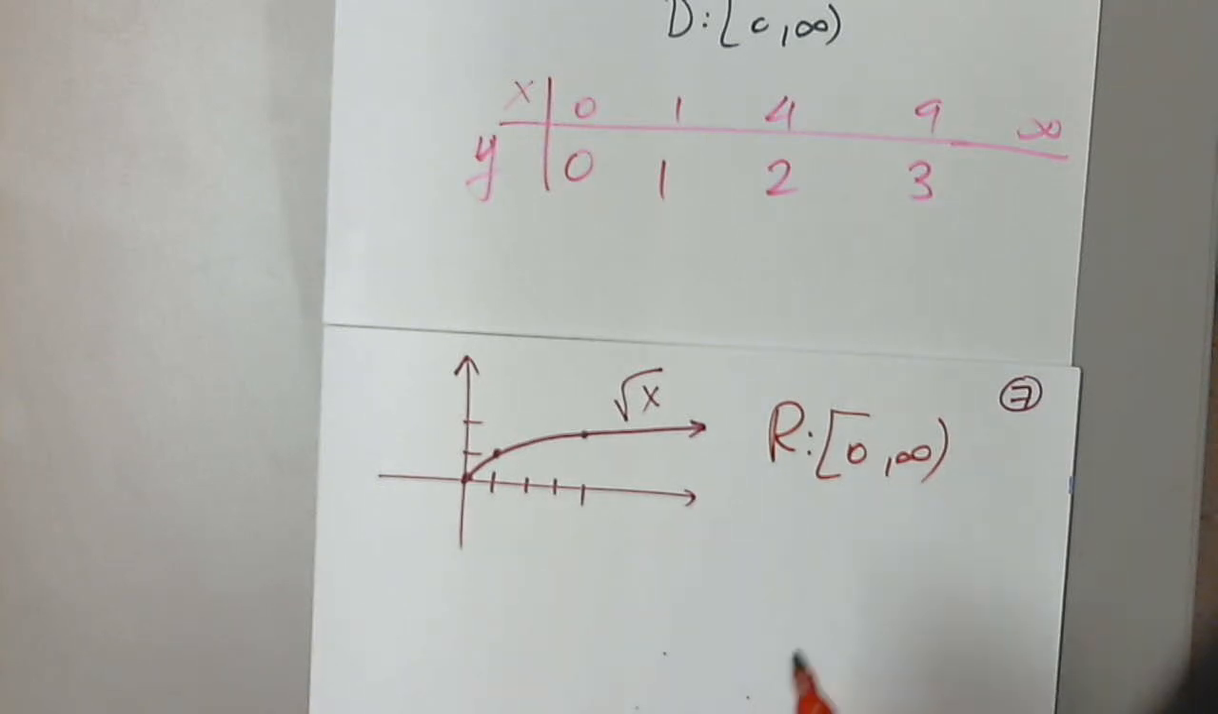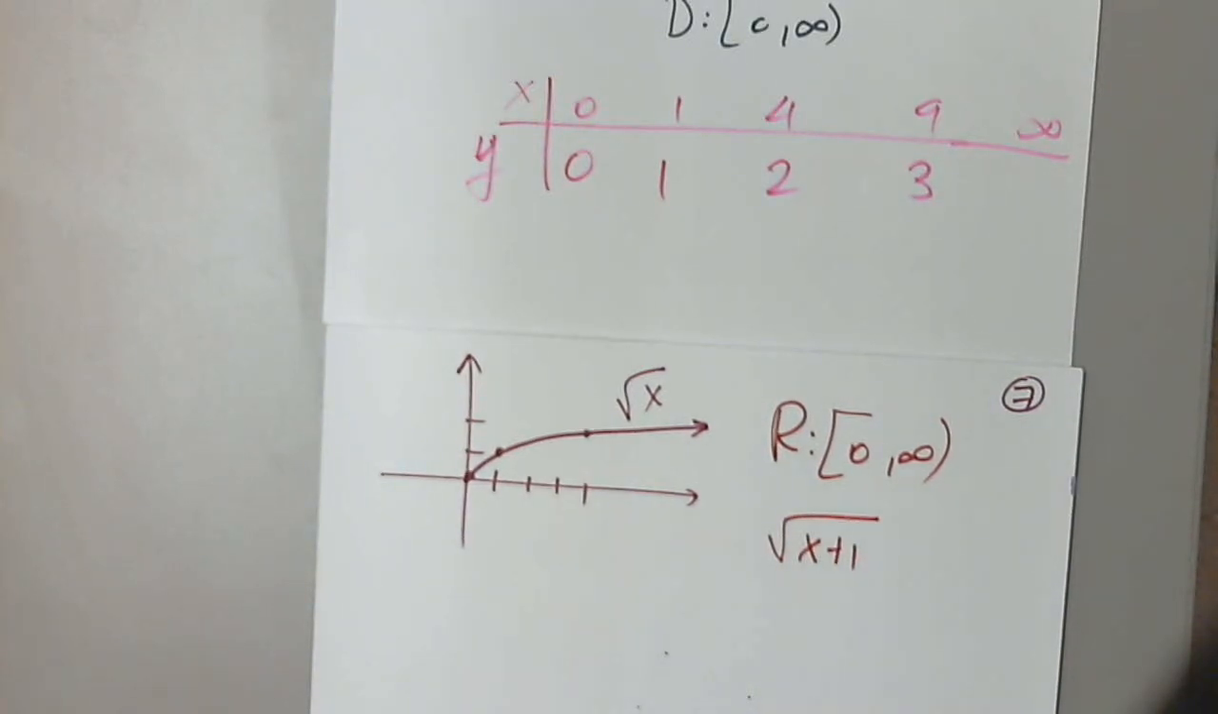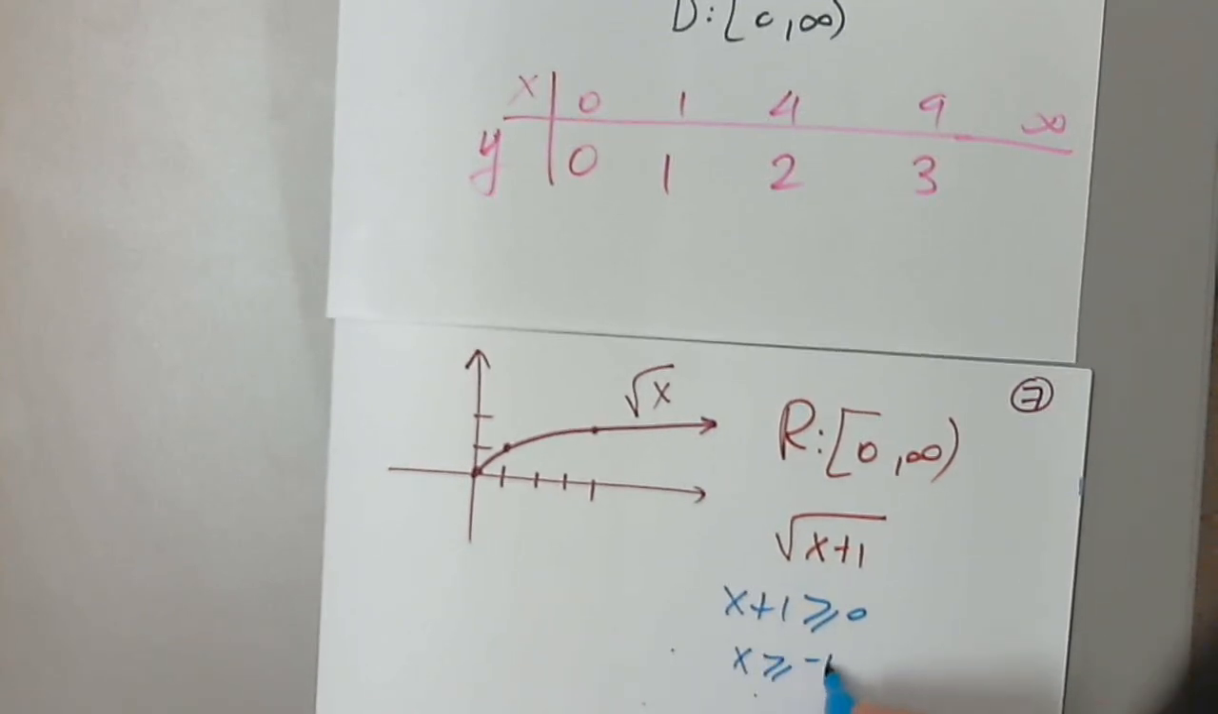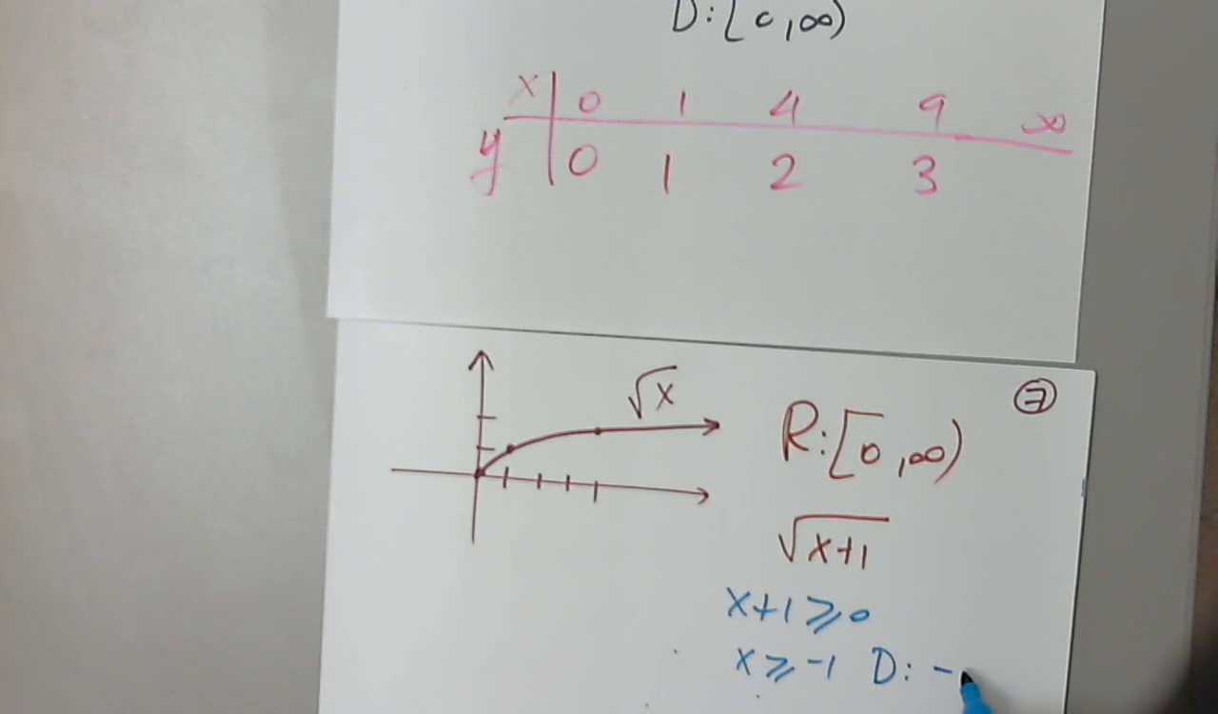What if I want to graph the square root of x plus 1? What transformation is x plus 1 on the square root of x? Horizontal translation to the left. Exactly. Very simple, because x plus 1 must be greater than or equal to 0, which means x is greater than or equal to -1, and the domain is -1 to infinity. Of course, it's a horizontal shift of 1 to the left. Perfect. Any questions?